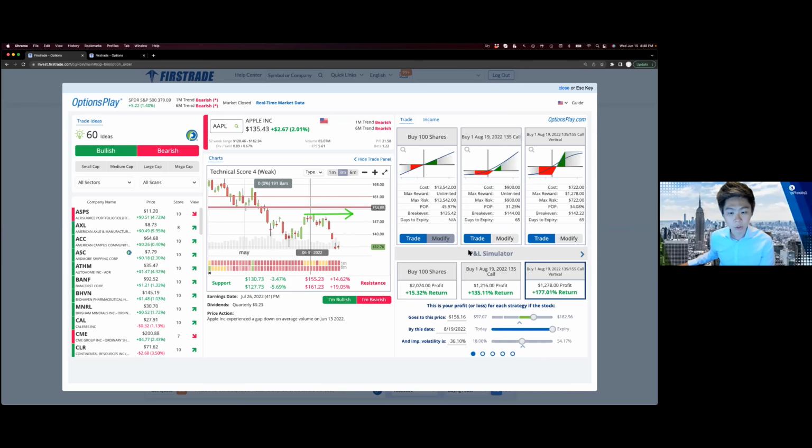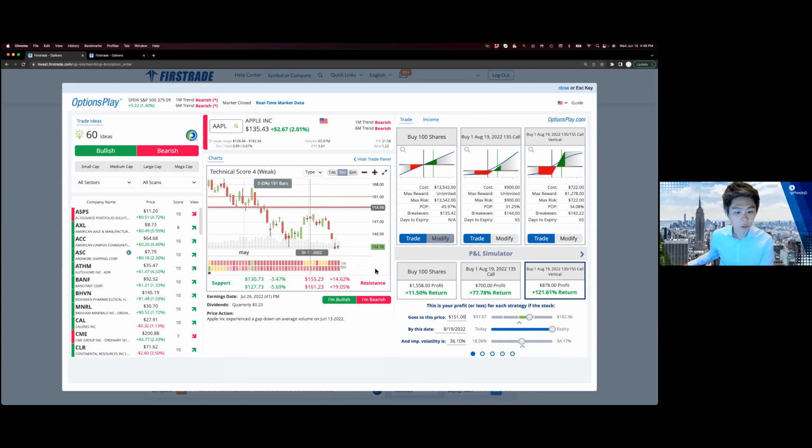So this is really where you can use the P&L simulator and simulate what happens if Apple returns back to 151 at the expiration date. How much can you potentially make on this particular strategy versus if you outright bought the stock? An 11.5% return if you bought the stock, a 77% return if you had bought the call option.